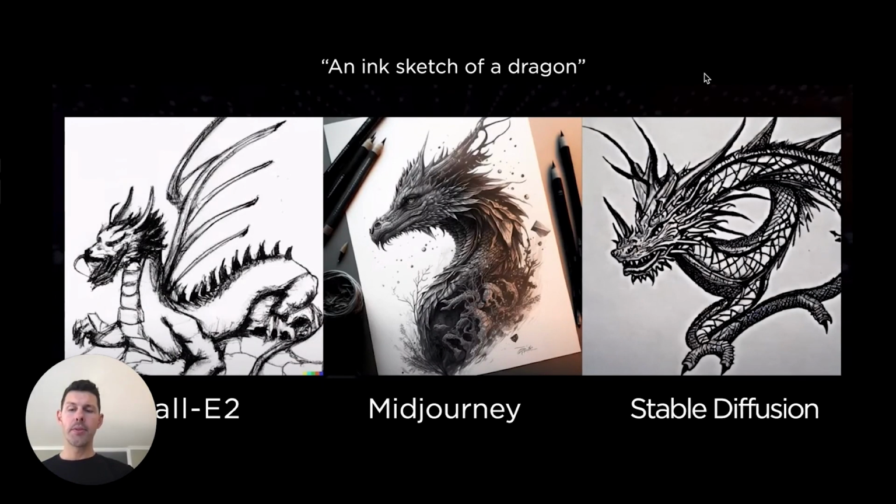I'm going to show you exactly the work that they generate. So just simply using the brief of an ink sketch of a dragon, this is the results that you get. With DALL-E, you get something that looks like kind of charcoal. I don't know if it's really ink. With Midjourney, you get something that's very nice and stylized and very well designed. And with Stable Diffusion, I might say that in this case it has a little bit more detail than DALL-E, but Midjourney I think is a clear winner.